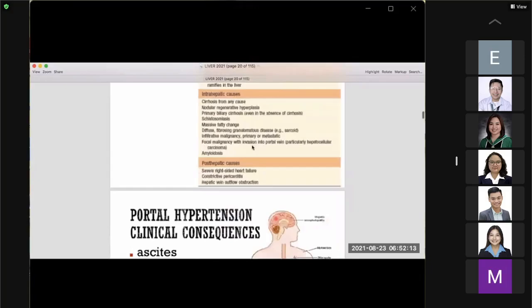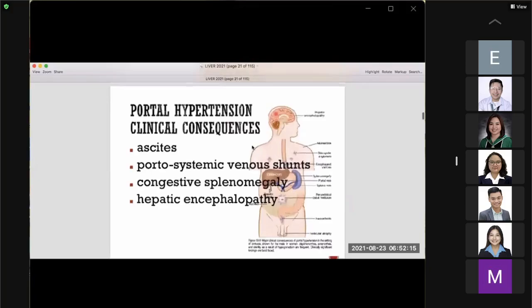Okay, so what are the consequences of portal hypertension? The patient will be manifesting with ascites. There is buildup of fluid in the abdominal cavity, and this can be demonstrated by doing certain physical examination maneuvers to give us an idea that the patient is having excessive fluid buildup in the abdominal cavity, and we call that ascites. There is also presence of portosystemic venous shunting.